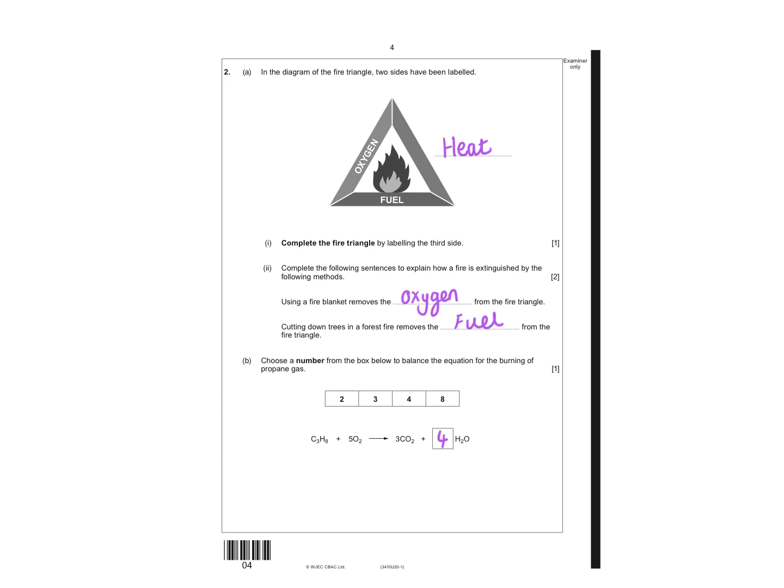And then you had a series of numbers and you had to fill in the blanks. As you can see, there are 8 hydrogens on this side, so we need to make sure that there's also 8 hydrogens on this side.